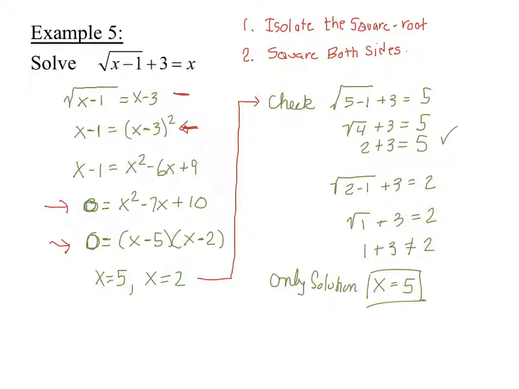So when we put 5 into our equation, we get the square root of 5 minus 1, plus 3, is equal to 5. Certainly the square root of 4 plus 3 equals 5, and 2 plus 3 is equal to 5. That checks out. So x equals 5 is okay. When we put in x equals 2, we get the square root of 2 minus 1, plus 3, which is supposed to equal 2. The square root of 1 plus 3 does not equal 2, because 1 plus 3 equals 4. So 2 doesn't work in this case, so the only solution here is x is equal to 5.